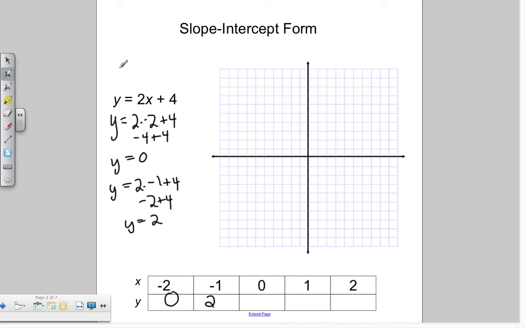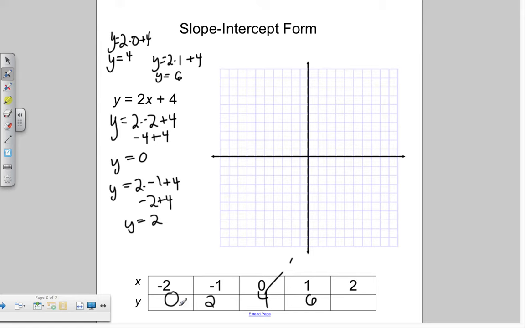When I put a 0 in, I'll go up here. Y equals 2 times 0 plus 4. Y equals, that gives me 0 plus 4. Y equals 4. If I put a 1 in, I have y equals 2 times 1 plus 4. Y equals 2 plus 4, or 6.